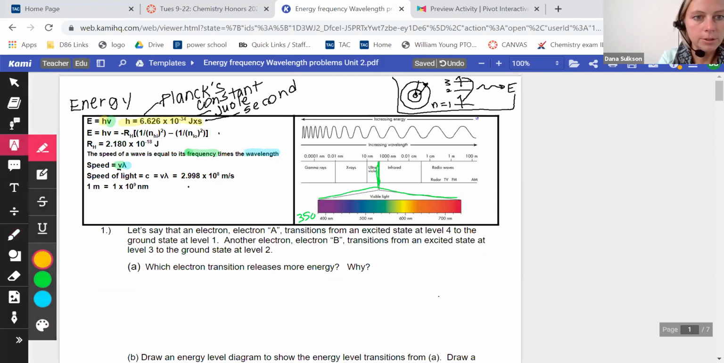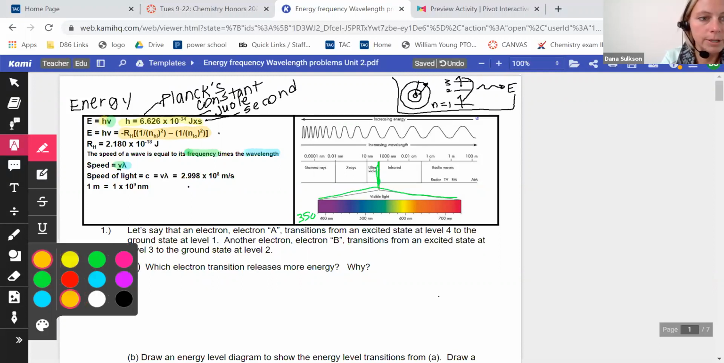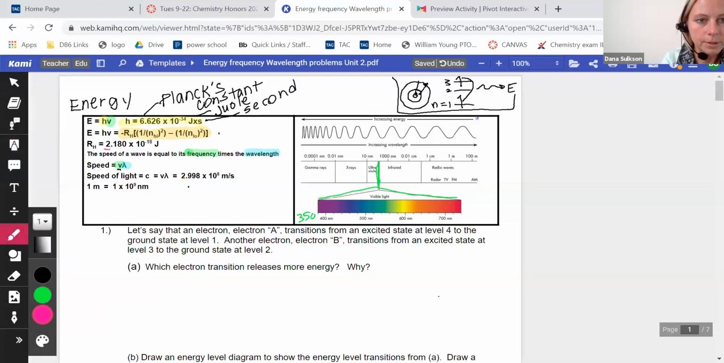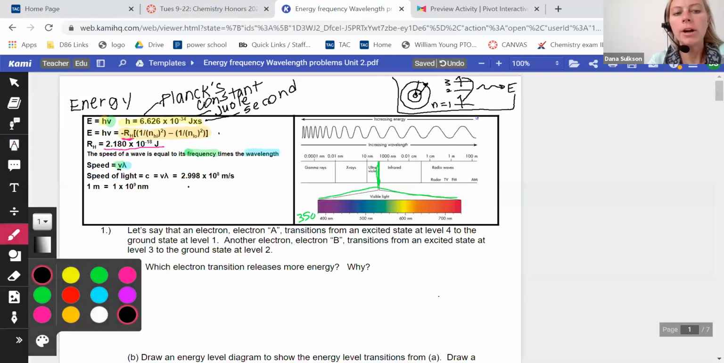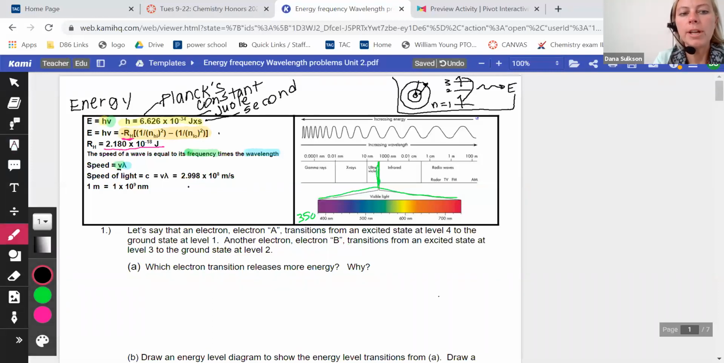Let's do this one. You can use this equation right here. This equation is using another constant, and that constant is right here. Okay. So the RH constant is 2.180 times 10 to the negative 18th joule, which is a unit of measurement in energy. You would plug that value in, and part of the equation says to make it negative.